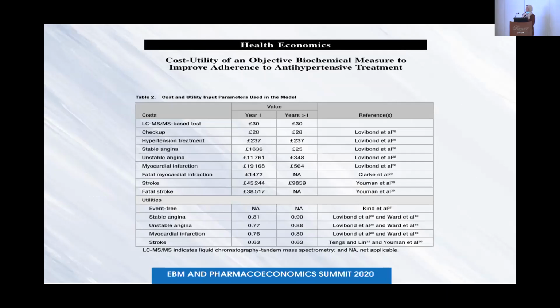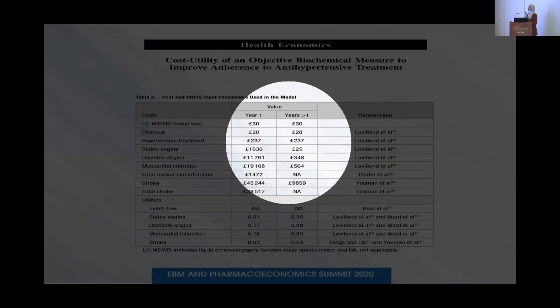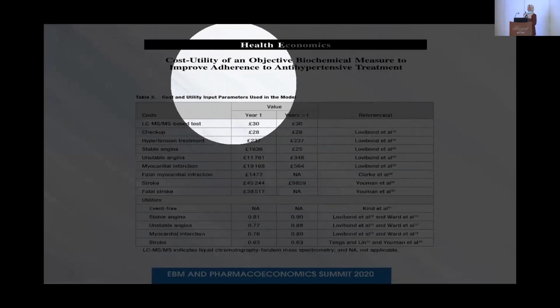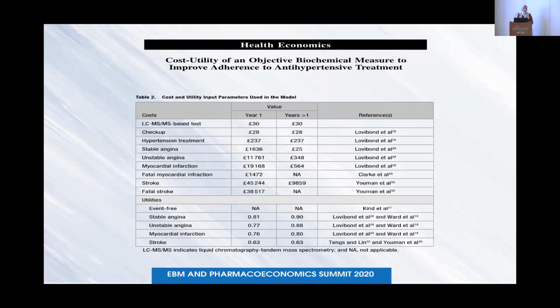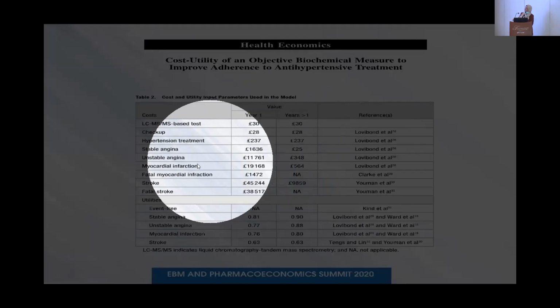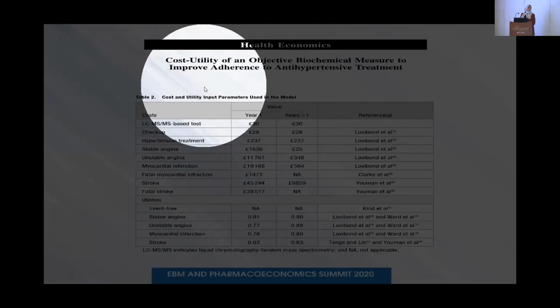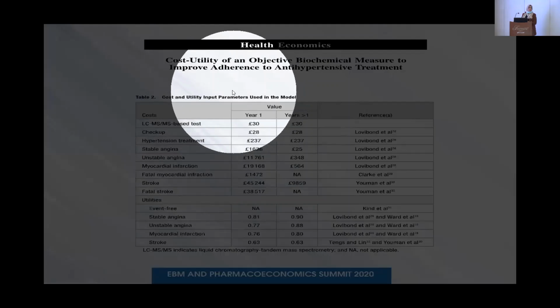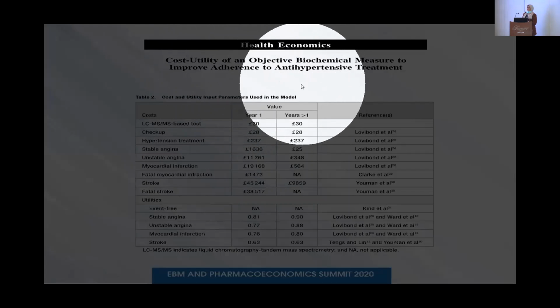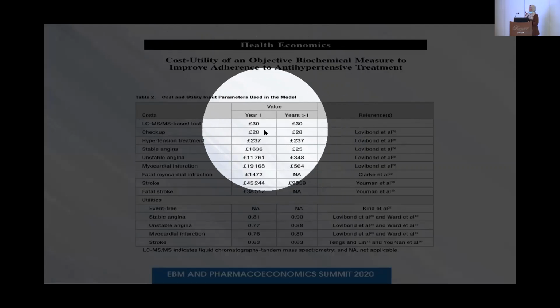Here's an example of cost utility analysis. In this example, they looked at a special test for the adherence to antihypertensive treatment. All of us know that being adherent or non-adherent would greatly affect the outcomes in our patients. So they looked at the commonly used approaches, and then compared them to using a special test to measure the level of antihypertensive medications in urine.